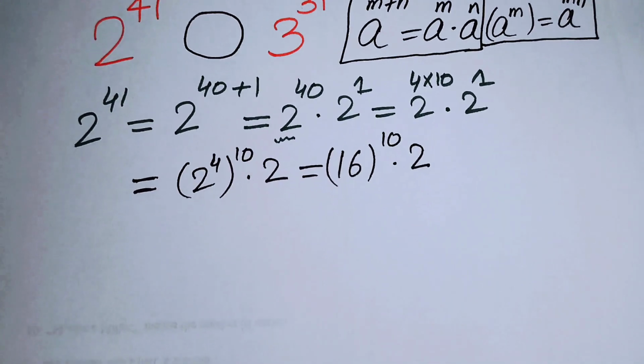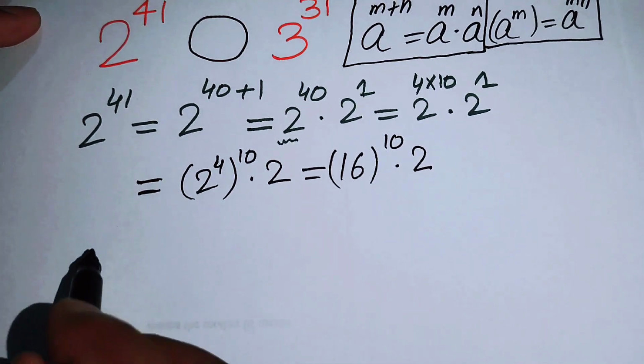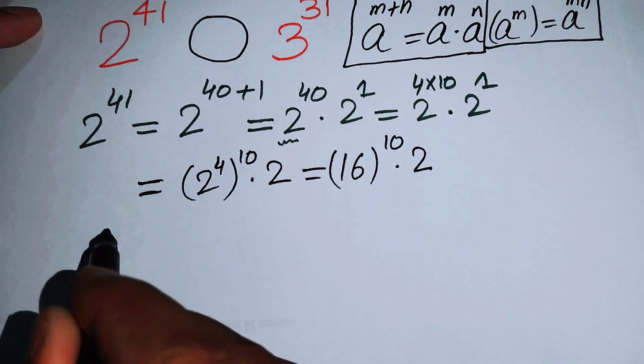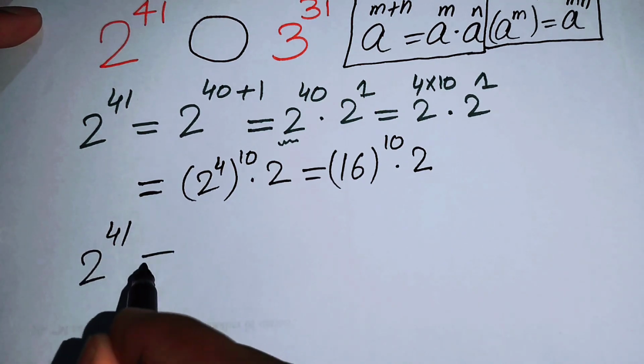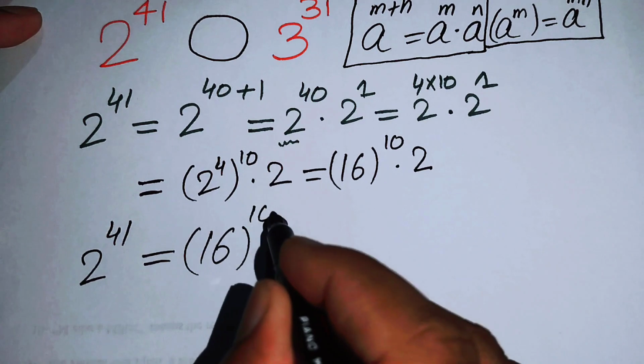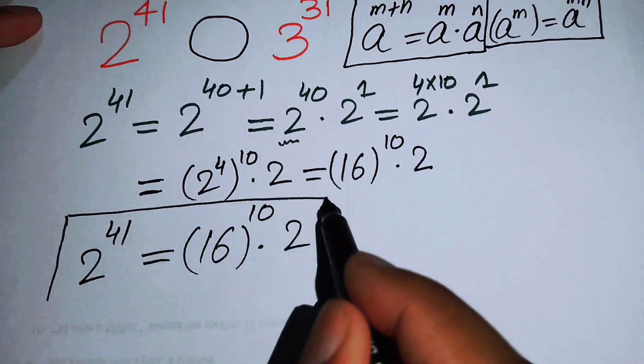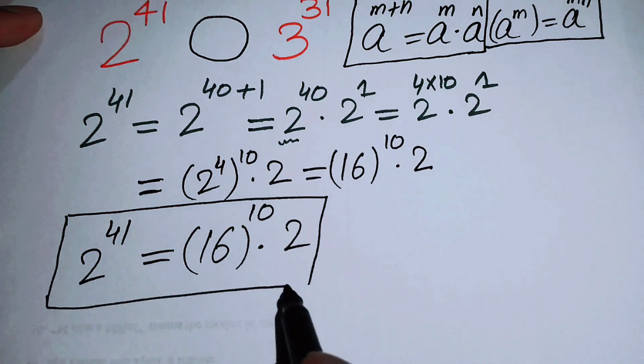So finally, the simplification of this term is that 2 to the power of 41 is equal to 16 to the power of 10 times 2. So this is the simplification of 2 to the power of 41.